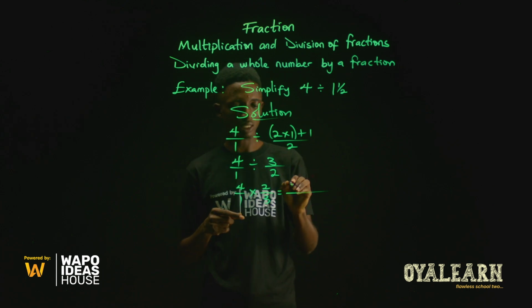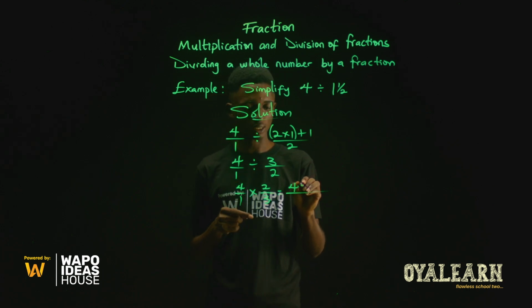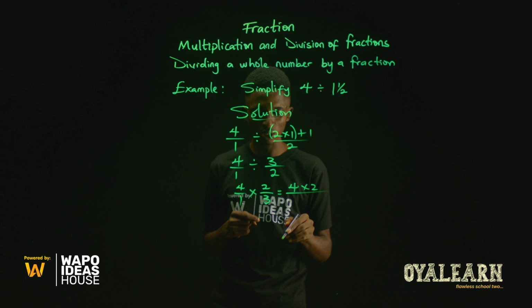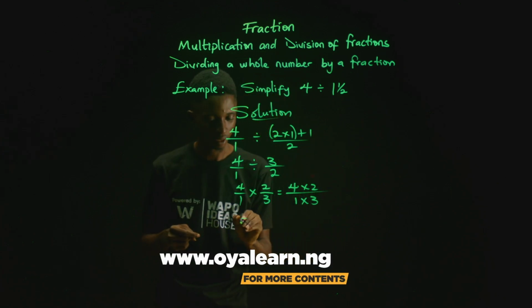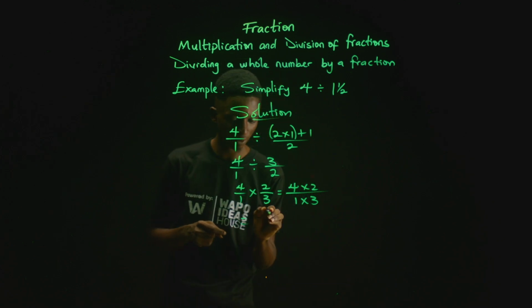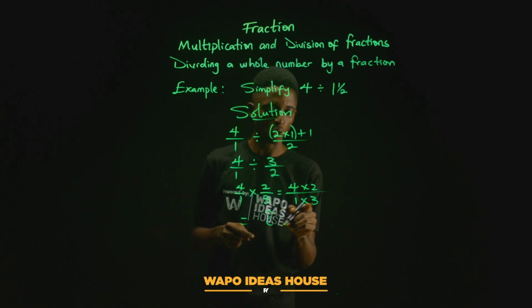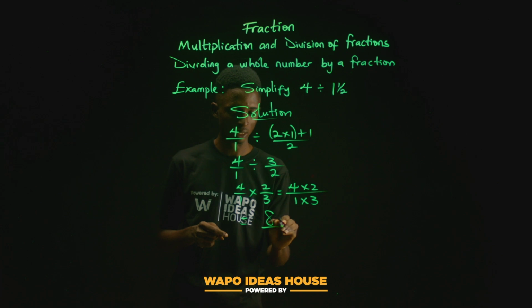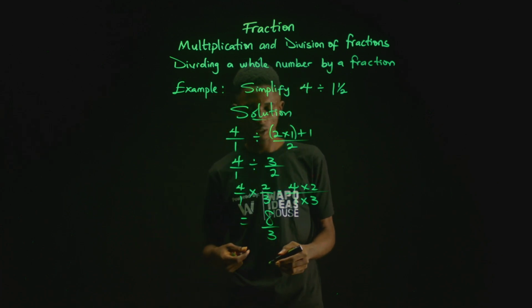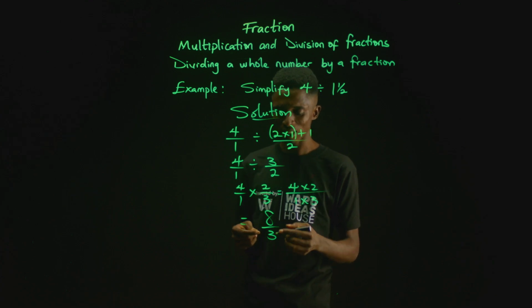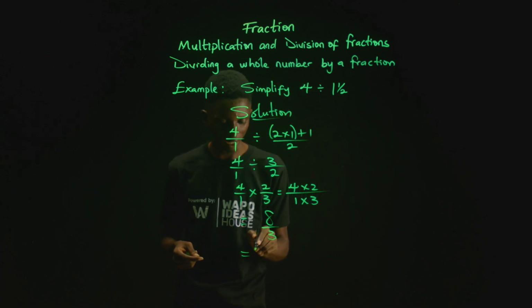And what this gives us is we have to multiply the numerator, which is 4 times 2, and then we multiply the denominator, 1 times 3. And 4 multiplied by 2 gives us 8, and 1 multiplied by 3 gives us 3, which is an improper fraction. We then go on to convert this to a mixed fraction.